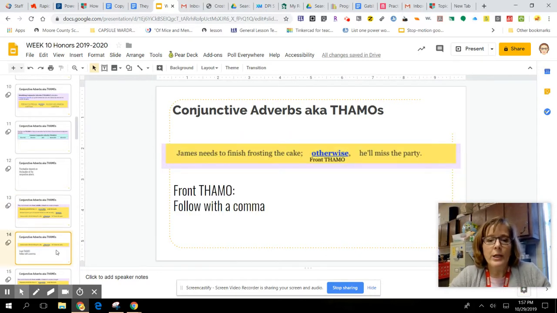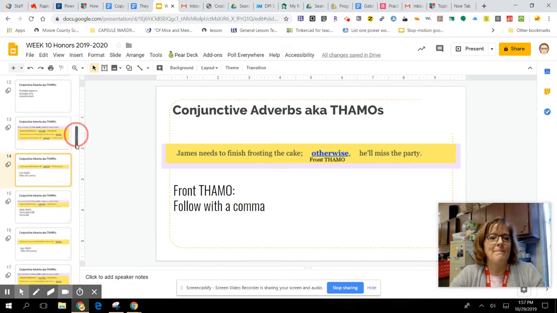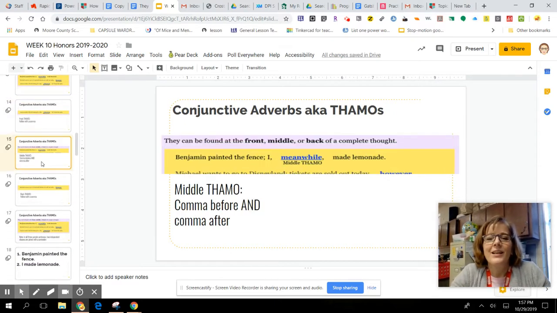All right, so punctuation. If you have a front THAMO, in other words, the THAMO is at the start of your independent clause, you follow the THAMO with a comma always. If your conjunctive adverb is in the middle position, such as this sample, I meanwhile made lemonade, then you wrap the THAMO in commas. You get a comma before and a comma after.